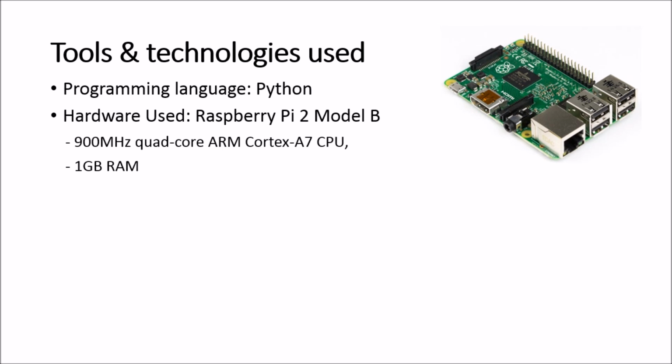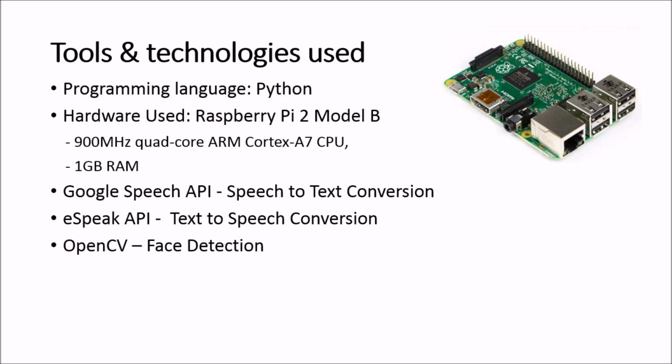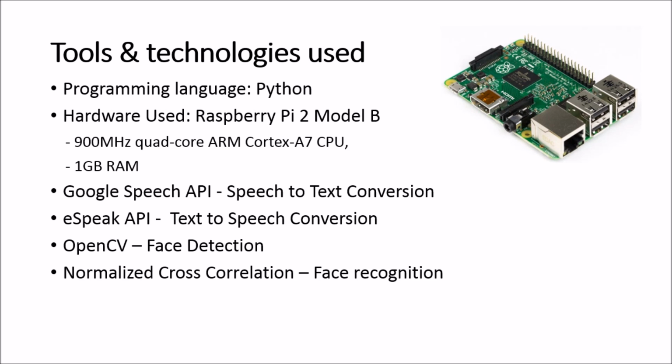The Raspberry Pi 2 Model B has a 900 MHz CPU and 1 GB RAM. Google Speech API was used for speech to text conversion, and eSpeak API, which is an open source speech synthesizer, was used for text to speech conversion. OpenCV was used for face detection, and after detecting the face, the normalized cross correlation method was used to match the faces and for face recognition.